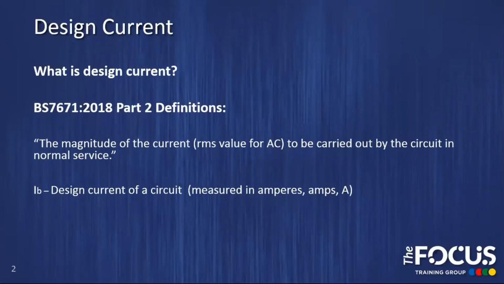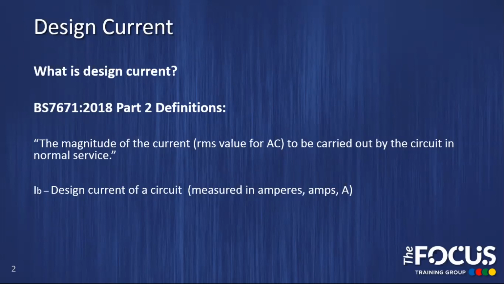First up, let's see what design current is. If we take a look at BS 7671 2018 Part 2 definitions, it tells us that design current is the magnitude of the current, RMS value for AC, to be carried by the circuit in normal service. Just a quick recap on RMS, so root mean squared. The RMS value for AC is, in basic terms, the smooth DC equivalent. In simple terms, the statement here is telling us that design current is the amount of current, or amps, we expect our equipment or our circuit to draw for its normal operation.